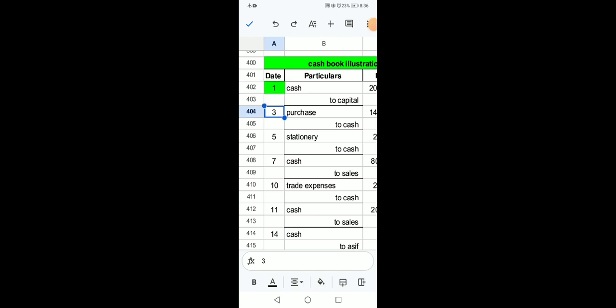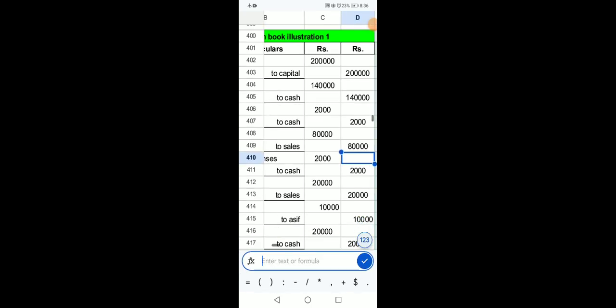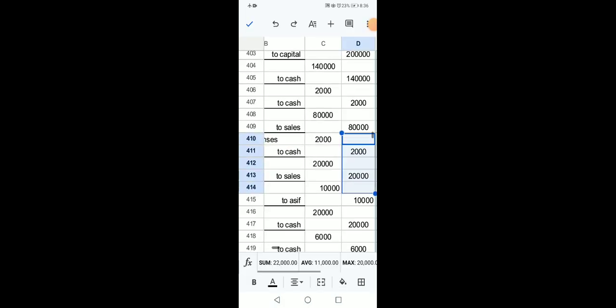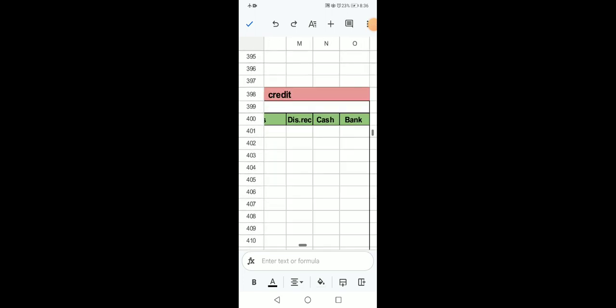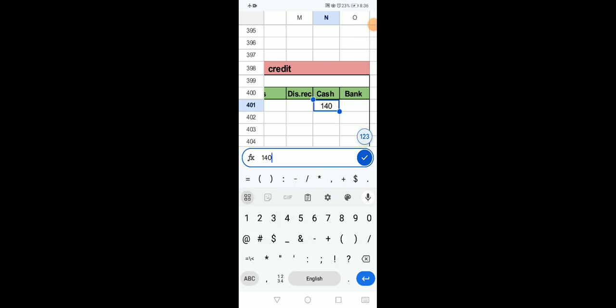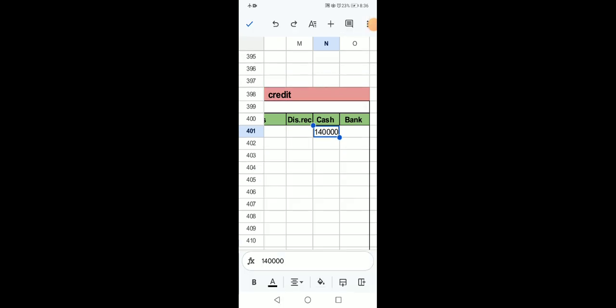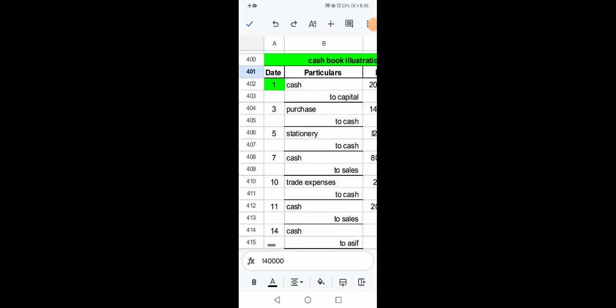So now we are on entry number 3. There are two elements over here, but only one element we are associated with is cash. Cash is credited with 140,000. We will go to the credit side of the cash book, and there you will write the amount which was 140,000, I think. Okay, you have written amount 140,000, and now see the reference.